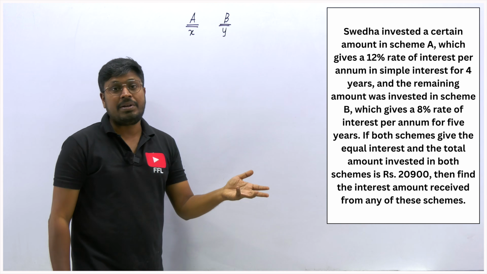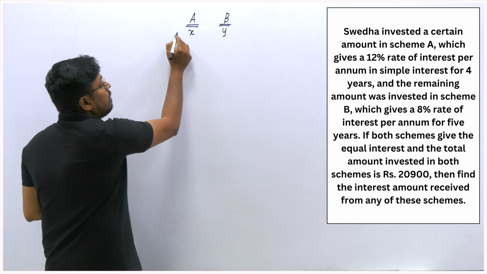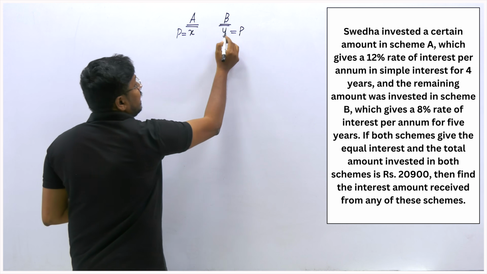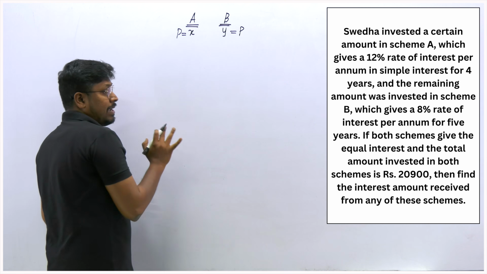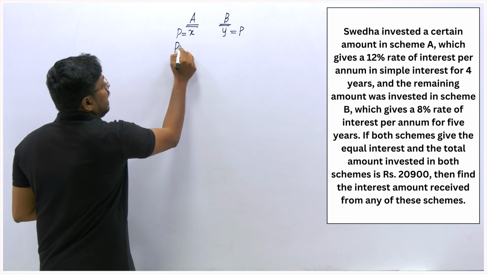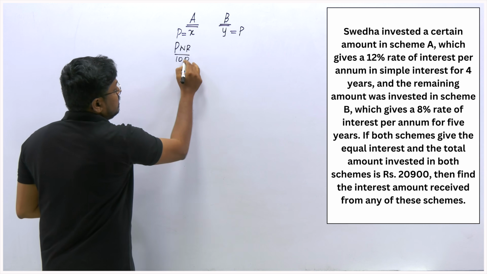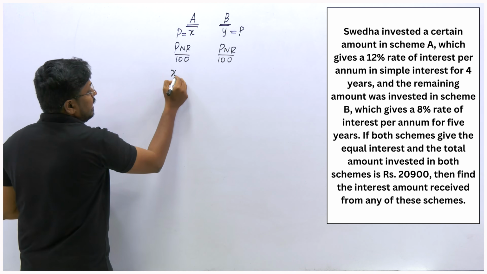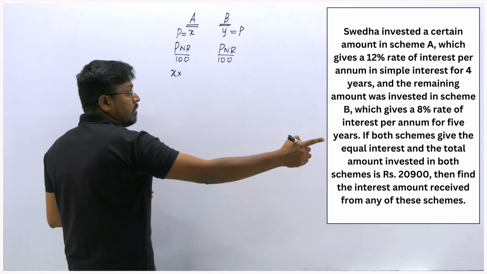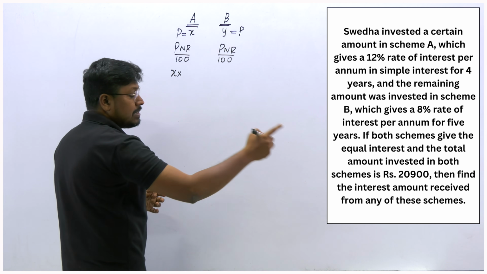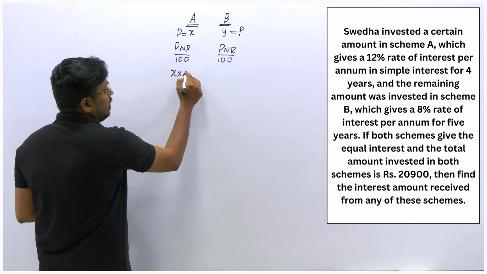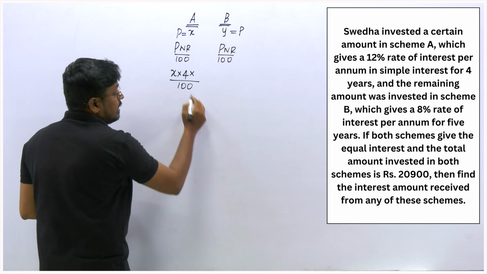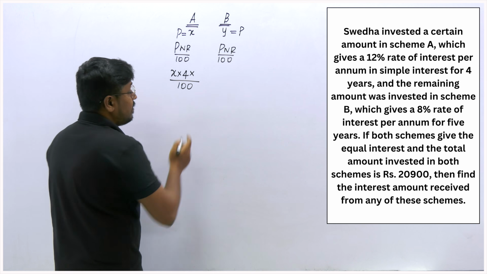That is one way of solving the question. Or else we can take the principal amount the person invested in the first scheme as X, and the principal amount Sweta invested in the second scheme as Y. Now we know the formula PNR by 100, which is the interest formula. Similarly here also it's simple interest, so PNR by 100, and the principal is X, and the number of years, according to the question, is 4 years for the first and 5 years for the second. So the rate of interest divided by 100, and the rate of interest they have given for the first is 12%.